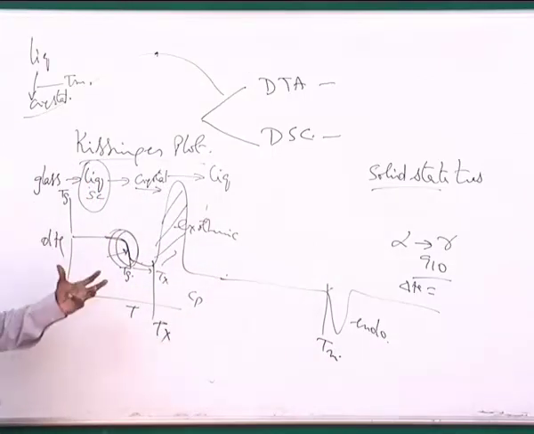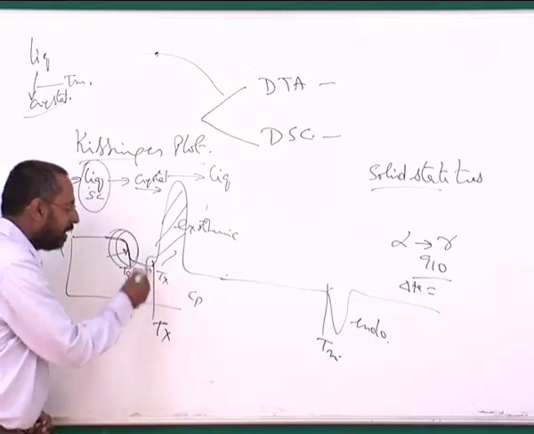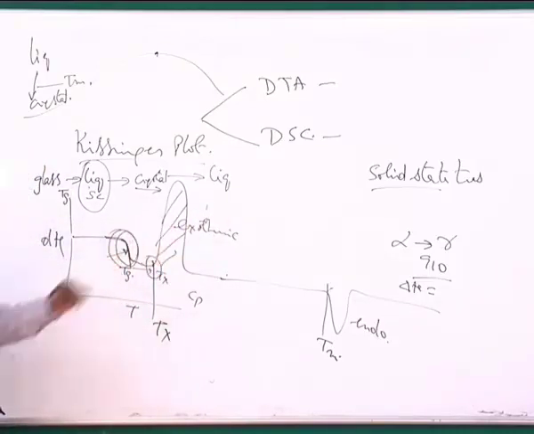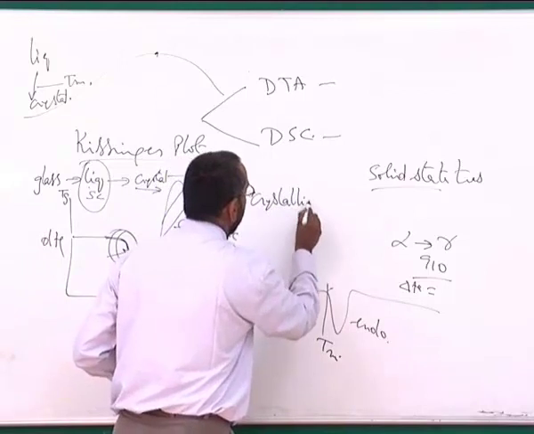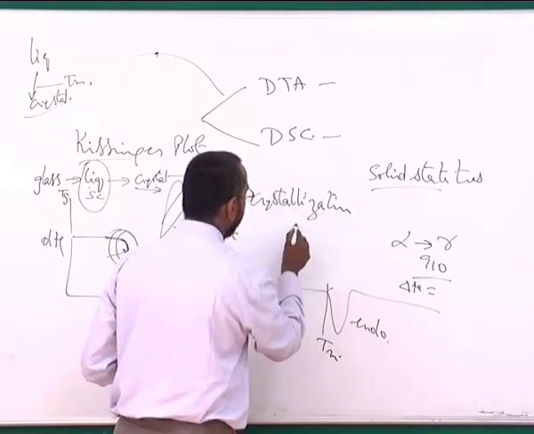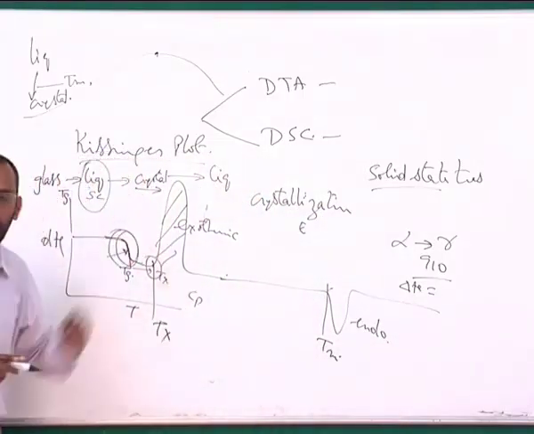And any glass, if you take and do such a DSC, you will be able to find this out. And again, by looking at this Tx and doing it at various heating rates, I am able to find out the kinetics of such a crystallization. We call this the crystallization of a glass. So the kinetics of crystallization can be found out, and we can find out the activation barrier for crystallization and things like that.